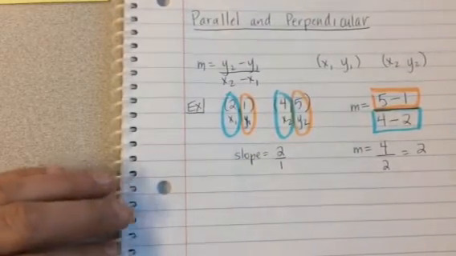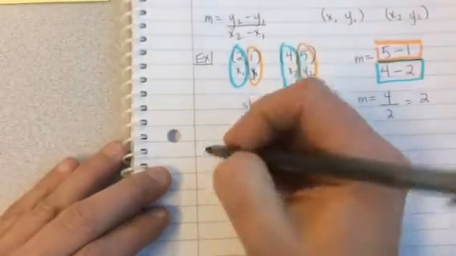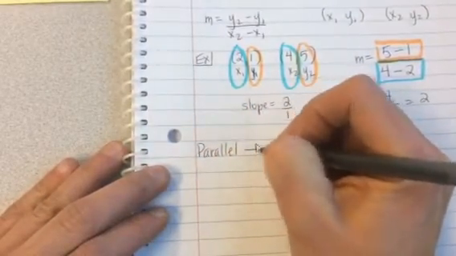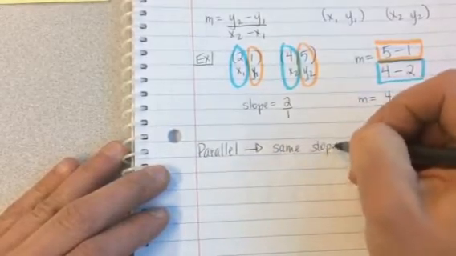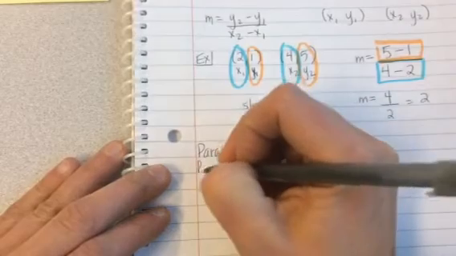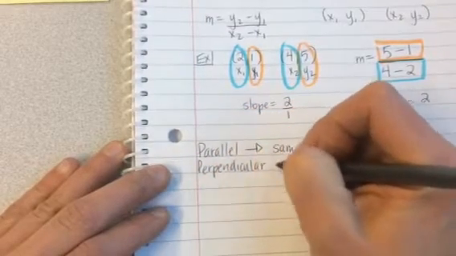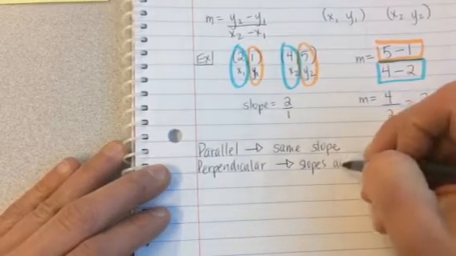So, getting to the parallel and perpendicular part, lines are parallel if they have the same slope, and they are perpendicular if the slopes are opposite reciprocals.